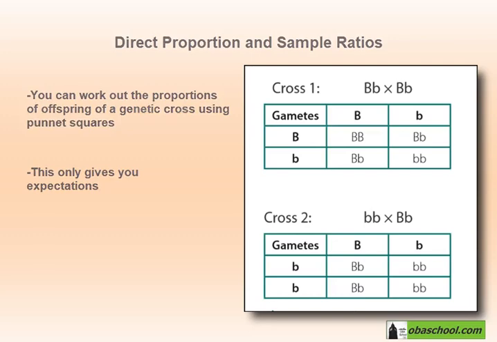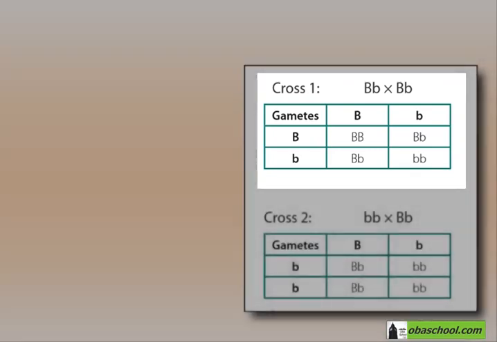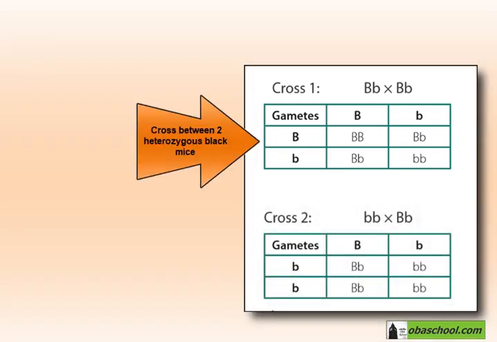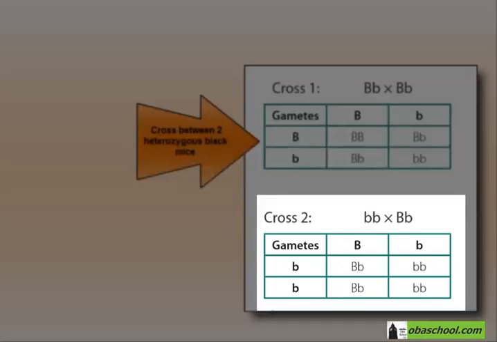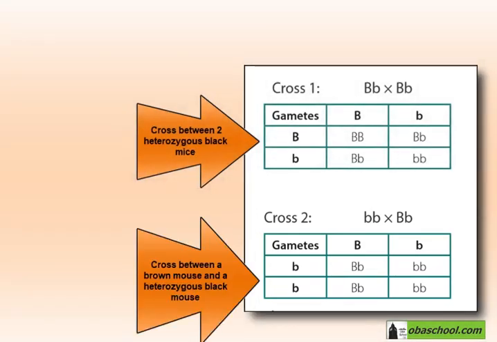Here we see two Punnett squares. One is of a genetic cross between two heterozygous black mice, which means they have black and brown alleles. The other is a cross that we saw previously. It's the one where a brown parent is crossed with a heterozygous black parent.